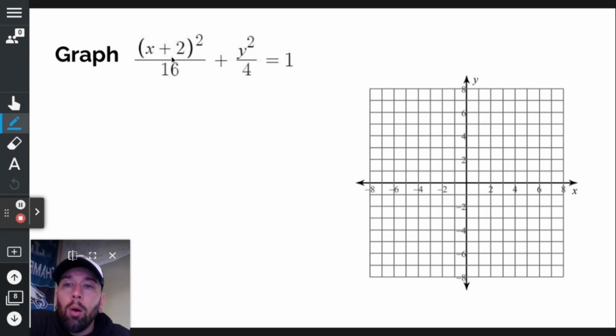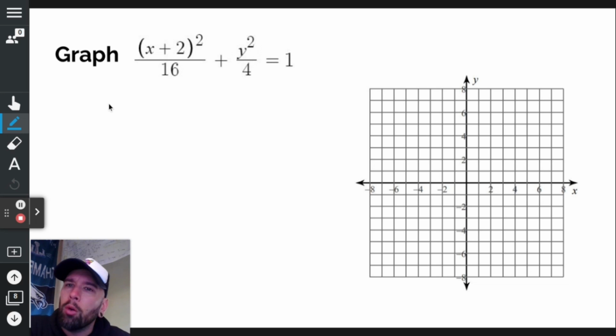All right, now we have something different. It doesn't equal 25 or some large number. It equals 1. We also have fractions. We also have a plus sign. That's three signs that what we see here is not a circle. Since this is equal to 1, it's either going to be a hyperbola or an ellipse. But since this is a plus sign, that means it's going to be an ellipse. We have things narrowed down.